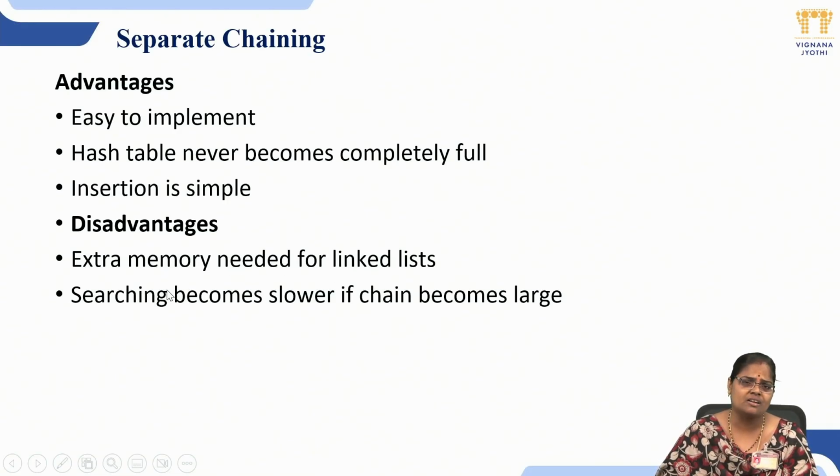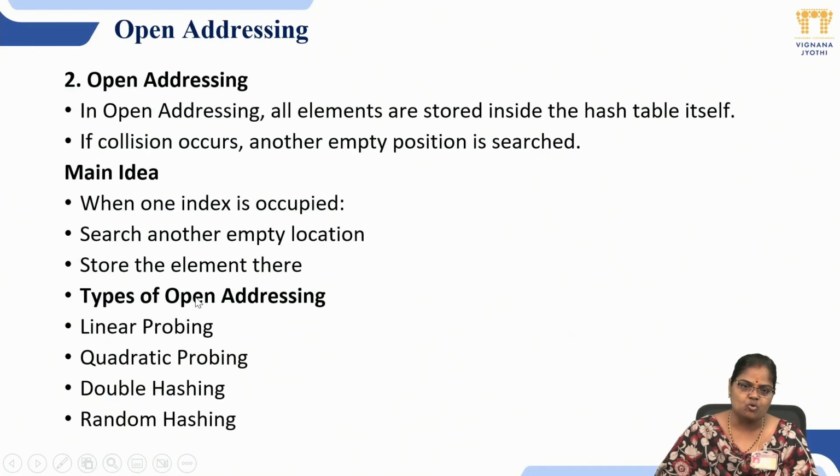This is the basic disadvantage in separate chaining. Searching becomes slower if the chain becomes large. As we know, a search operation in a linked list takes big O of n. So the searching operation also takes more time.